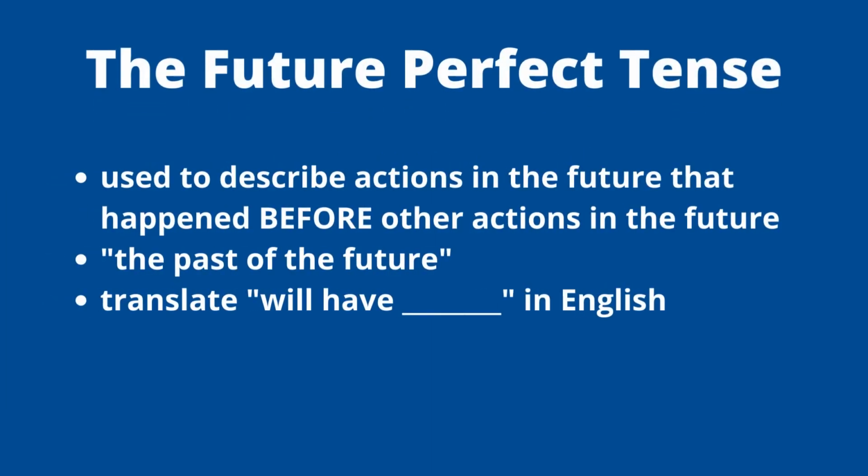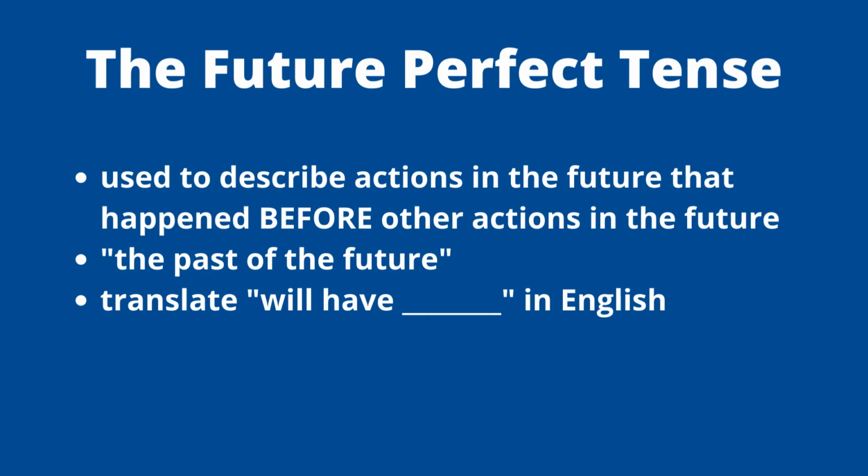So this slide is showing you that it's used to describe actions in the future that happen before other actions in the future. That's why we call it future perfect, right? Because it has that before sense to it. Sometimes we call this the past of the future, which might put your mind in a bit of a pretzel, so ignore that if that doesn't make sense. But it's basically what we wrote here.